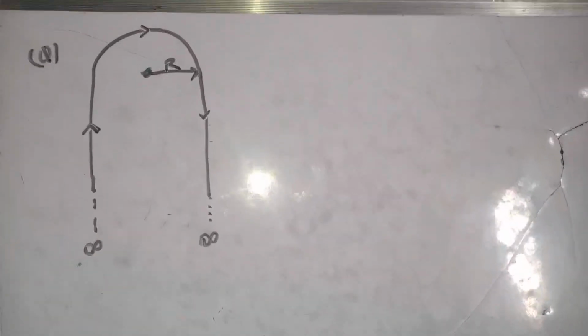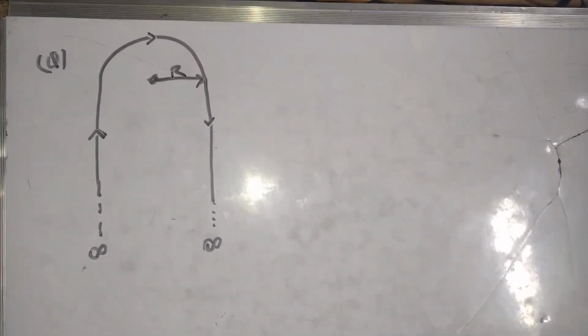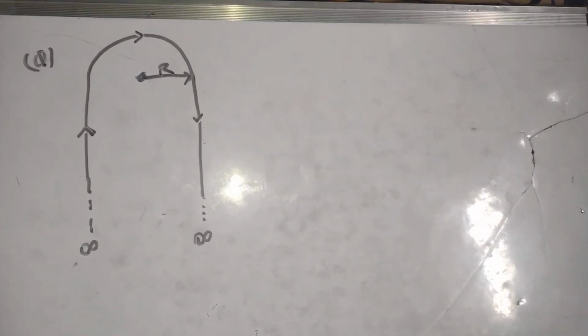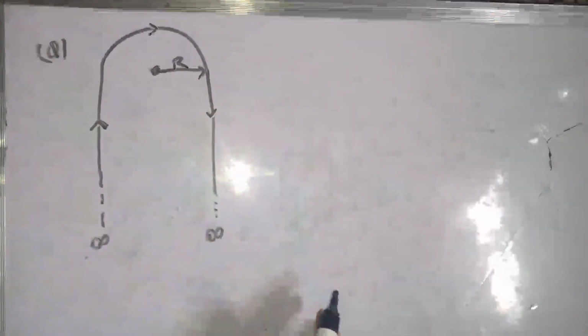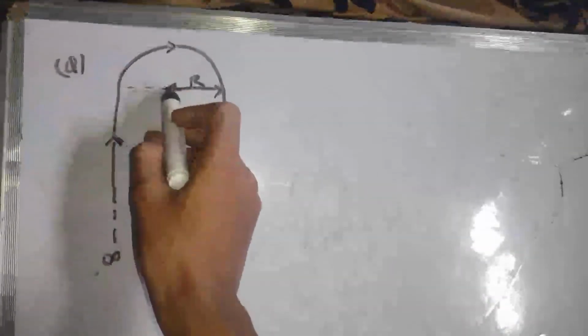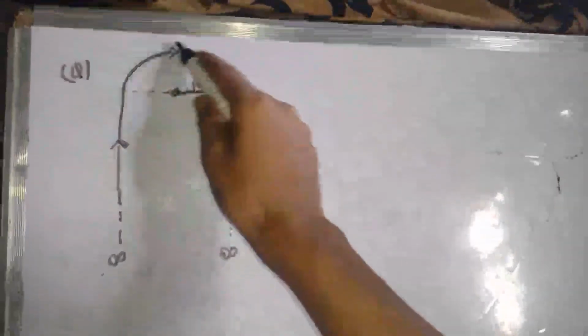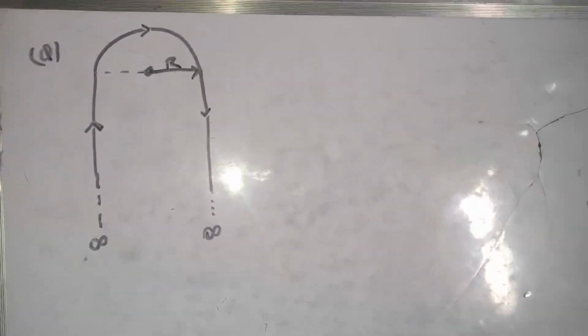So let's solve this another question. This is an even simpler question, so let's solve it. So here we can see that there are three segments. The first segment is this semi-infinite wire, the second segment is this semicircular arc, and this third segment is again this semi-infinite wire.